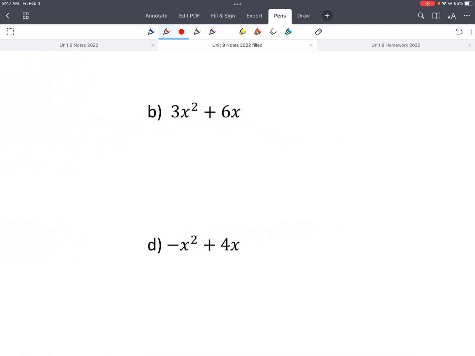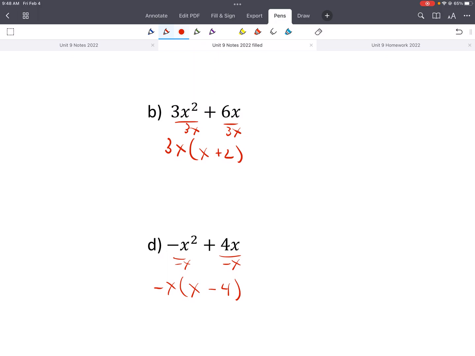Why don't you give b and d a try? So it looks like we'd take out 3 and x, and we get x plus 2. And then here, the greatest common factor would be a negative x. So we have a leading negative, and we can also take out an x. So we get x minus 4.